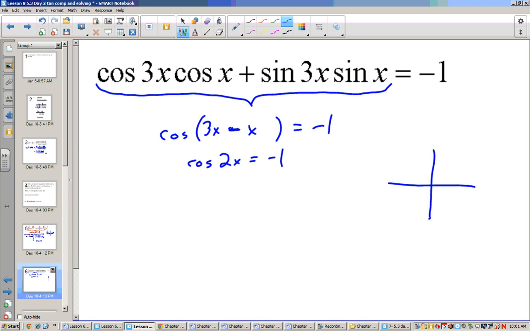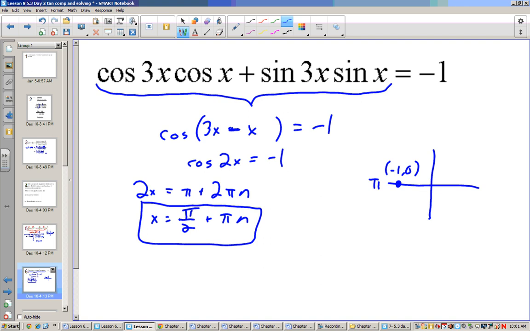So now we have to think about where cosine is negative 1, and cosine is our x value. It's only going to be negative 1 at pi, and we're using pi now because we're dealing with an x. So 2x is going to equal pi plus 2 pi n. If I divide each side by 2, this would be pi over 2 plus, 2 over 2 cancels out, so this would be plus pi n. So this is my equation for the general solutions. If I want my specific solutions between 0 and 2 pi, it would be pi over 2 and 3 pi over 2.